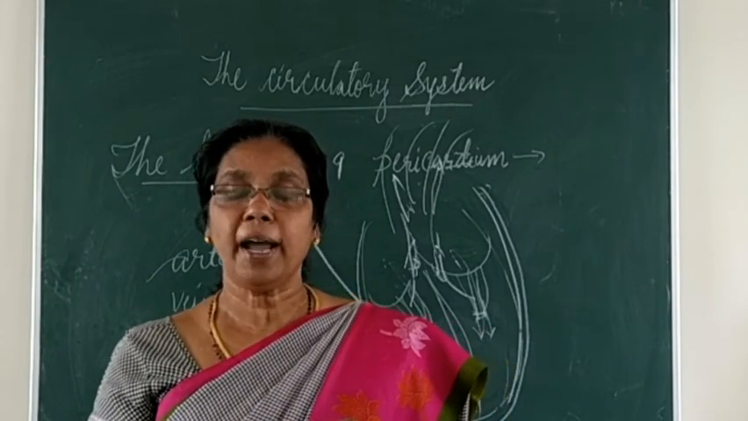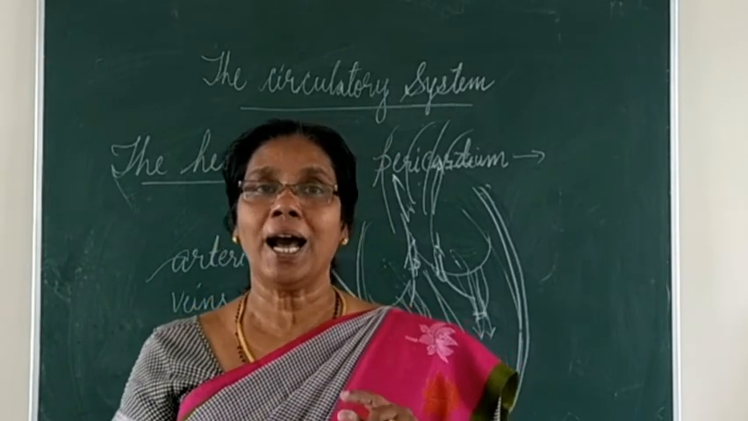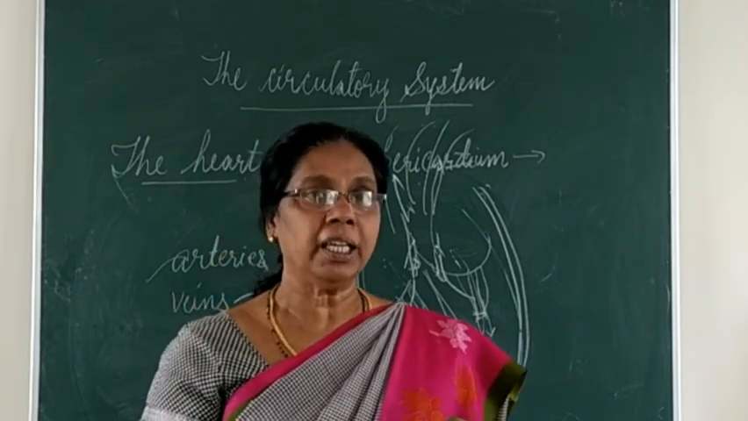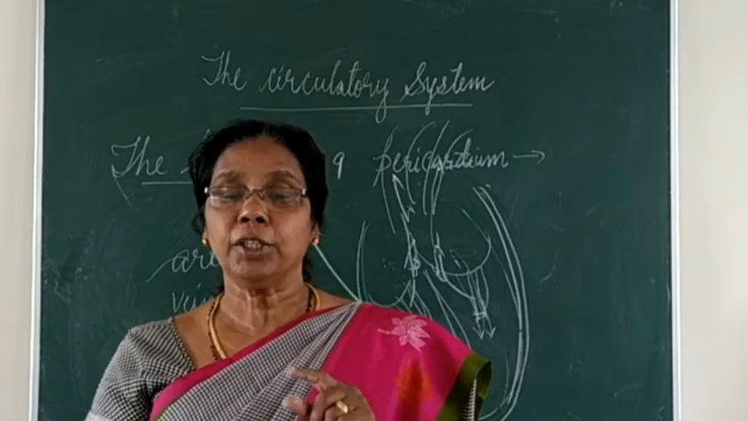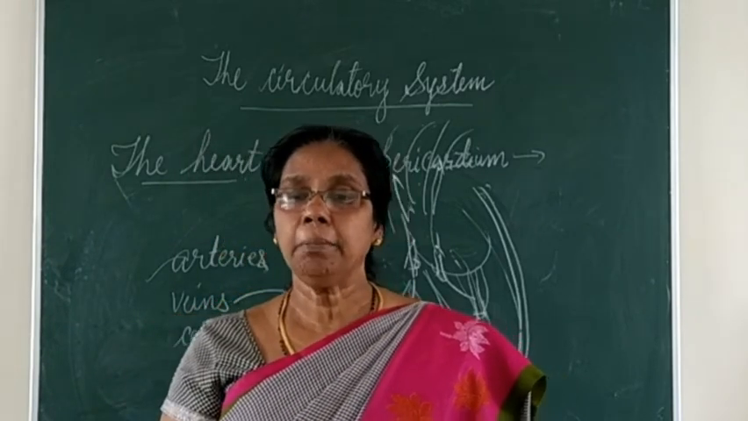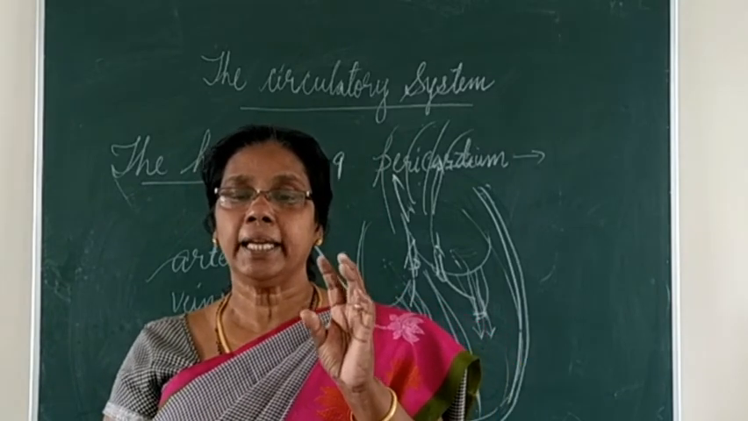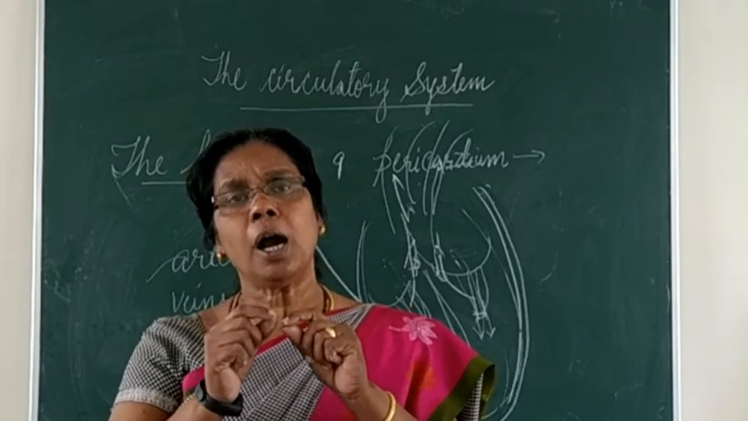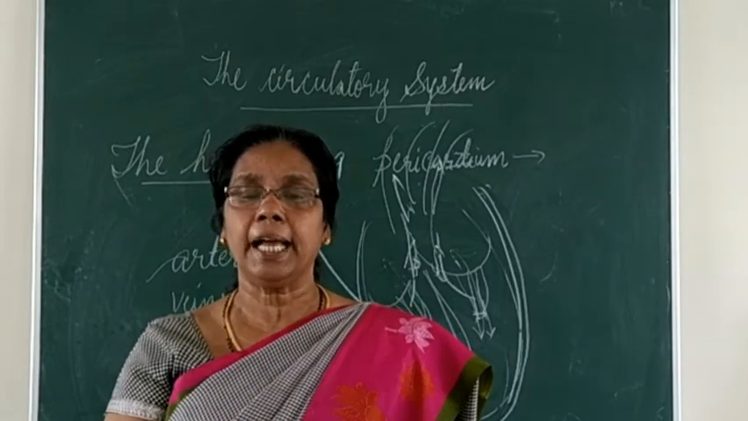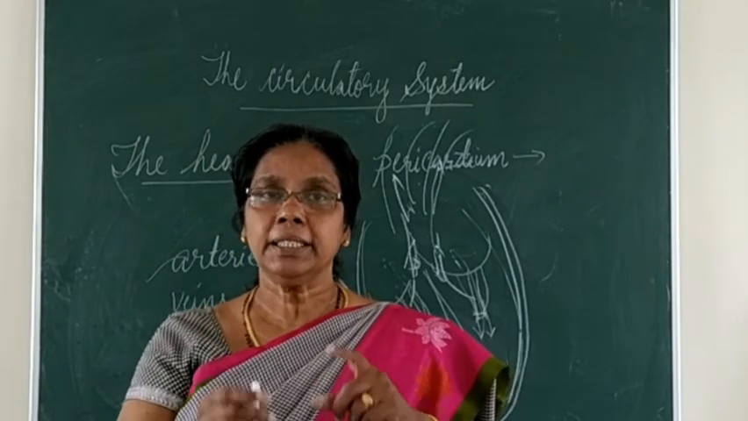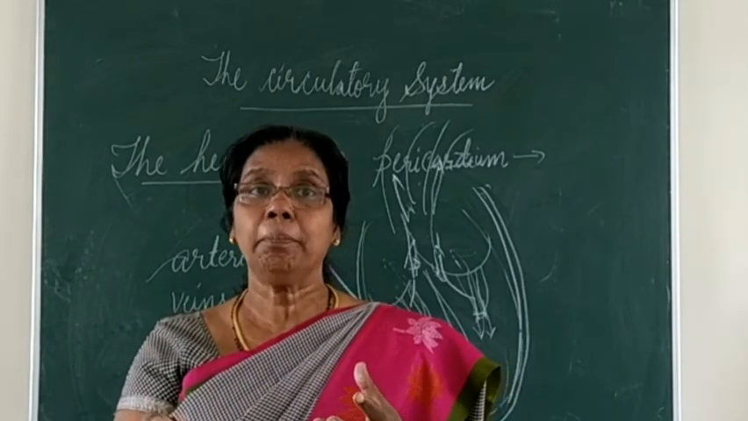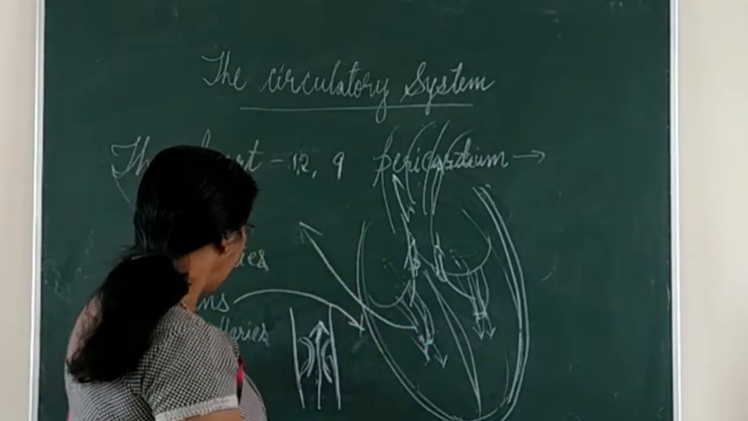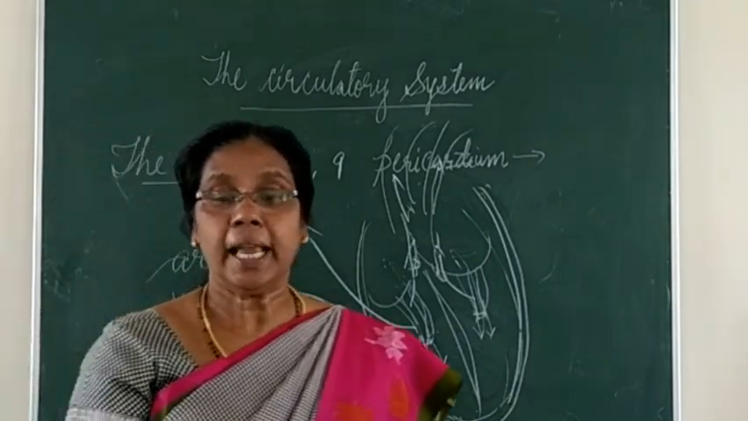The smallest of the fine branches of the artery is called an arteriole. Arterioles are highly muscular and they change their diameter manifold. These arterioles again break into very fine branches, and that is called capillaries. The third type of blood vessel is called capillaries.